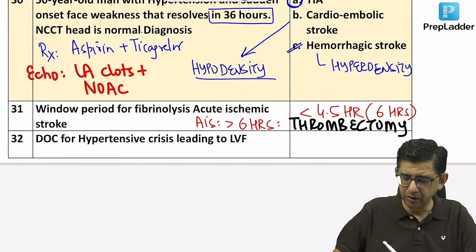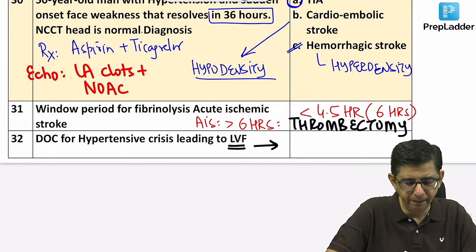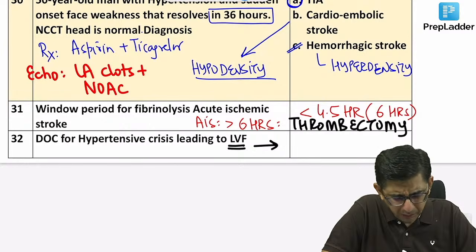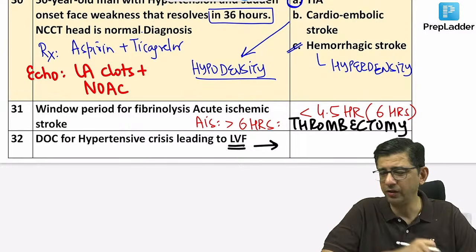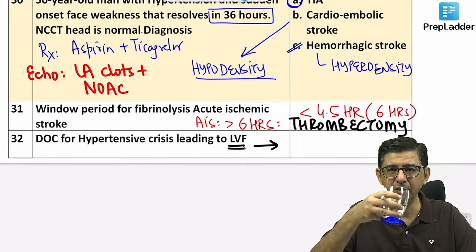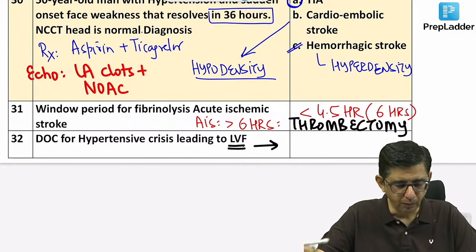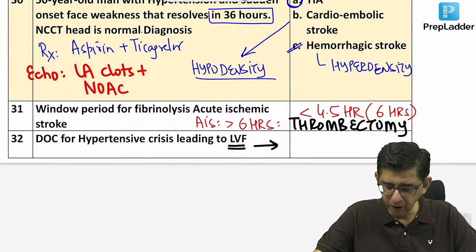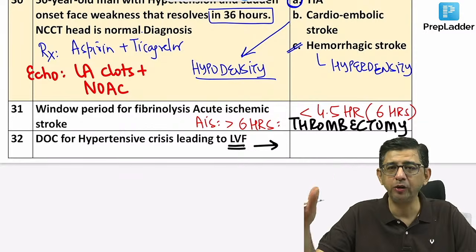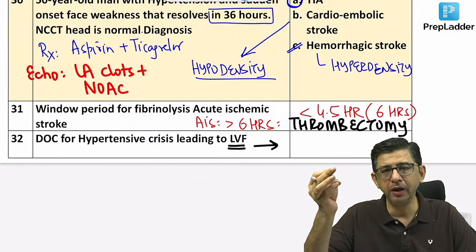Okay, so what is the drug of choice for hypertensive crisis which is causing left ventricle failure? 30 seconds, guys. No, we don't use streptokinase here, right? Streptokinase is not used. For acute ischemic stroke, there are two drugs approved, alteplase and tenecteplase. Okay, nicardipine, labetalol, and I'll give options, sir. Nicardipine, labetalol, and nitroglycerin.